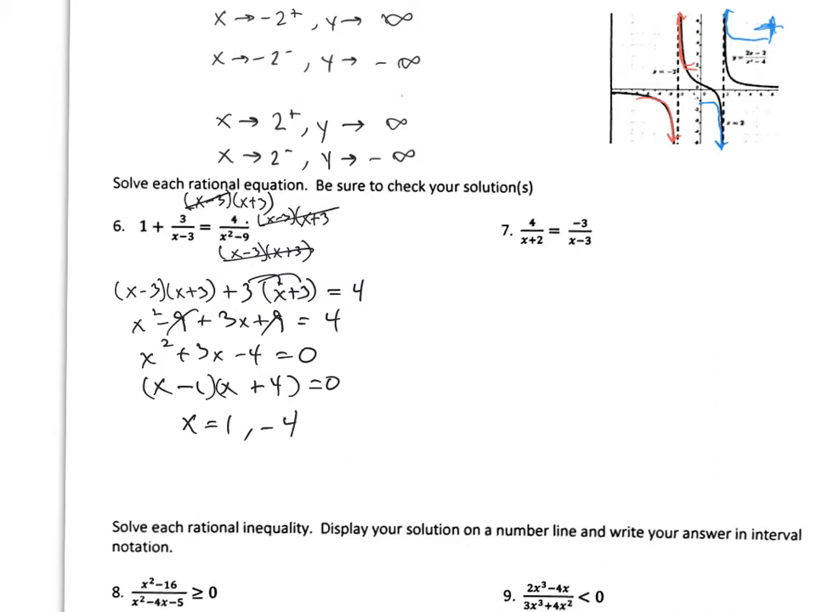Now you do need to go back and check that in the denominators. You can't have any situation where it'll create a denominator equals 0. So our denominators, a 3 or a negative 3 will make this a 0. We don't get a 3 or a negative 3. So both of these solutions work.